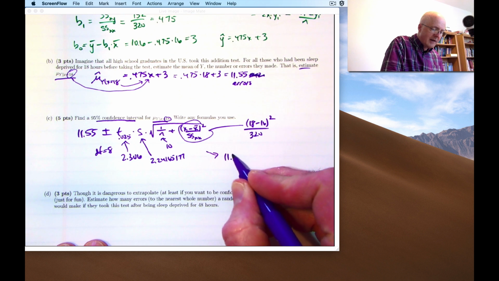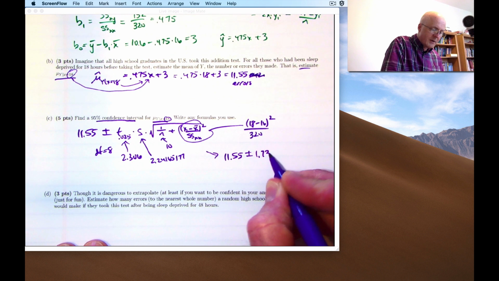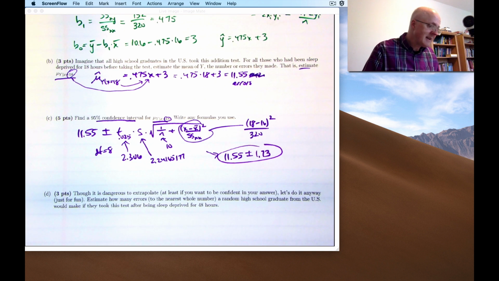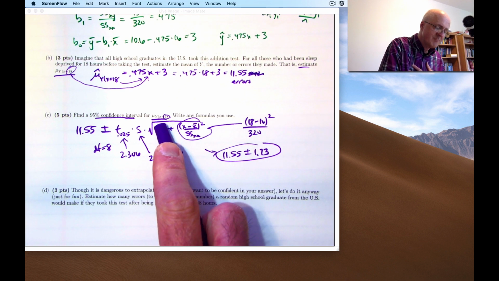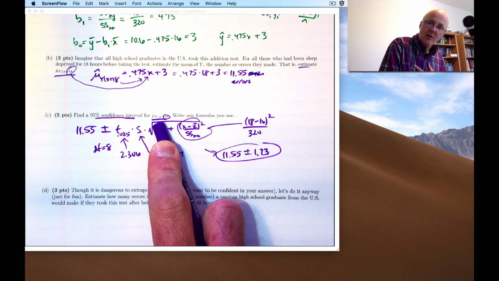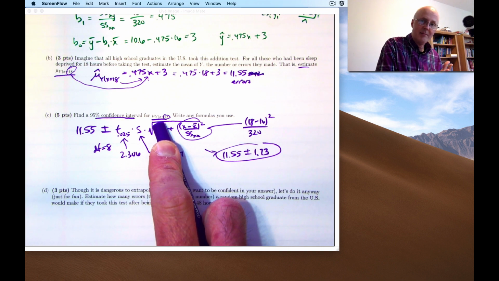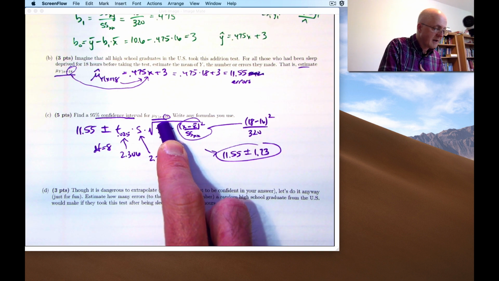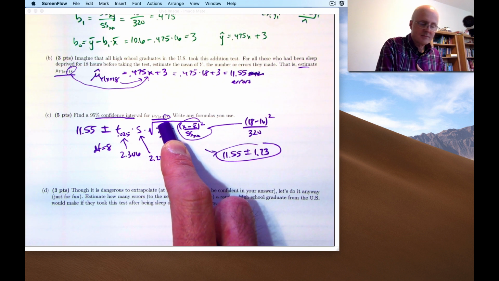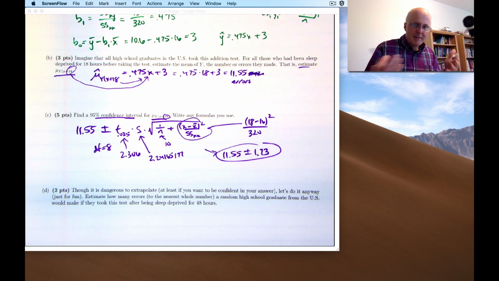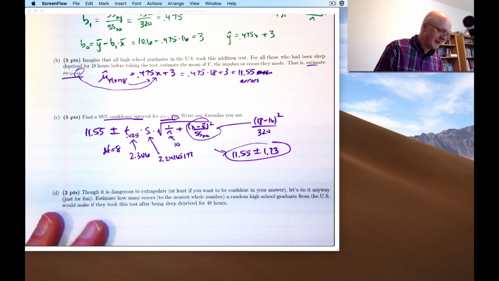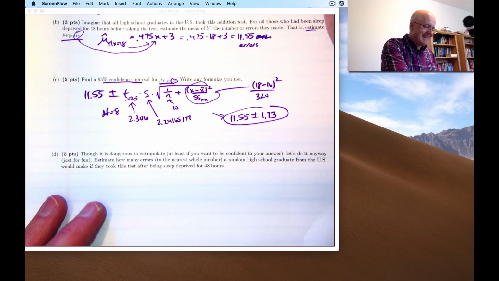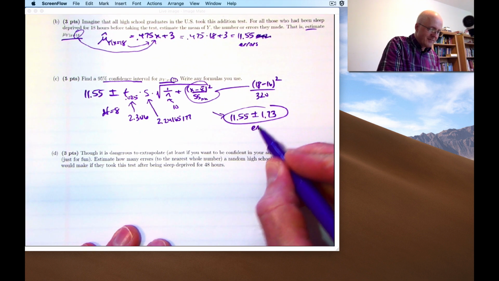So we get 11.55 plus or minus 1.73. That is our 95% confidence interval. We have 95% confidence in this interval to capture the true mean number of errors for all people in the population, even those you don't actually perform the experiment on, who are sleep deprived for 18 hours under the conditions of the experiment, which is maybe that they take the test, I don't know, an hour after they get up or something, okay? Or an hour after their sleep deprivation. I'm not quite sure what they did, okay? Just made that up. And this would be, still you have units of errors.